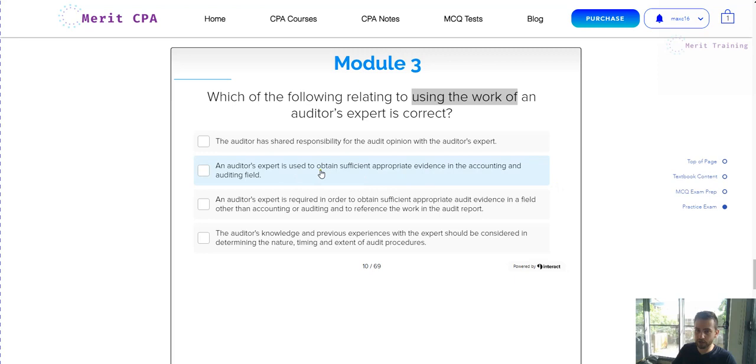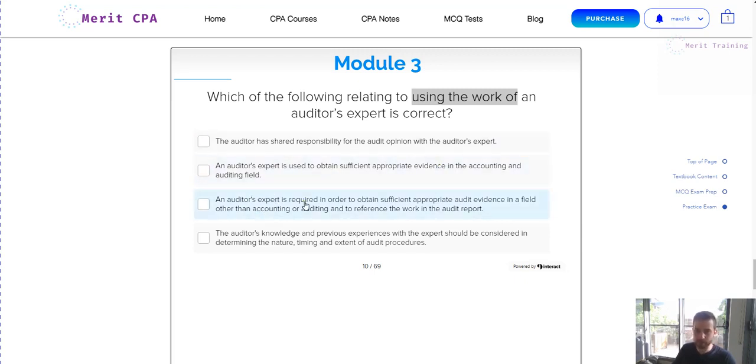Yes, they are used to obtain sufficient appropriate evidence, but only in specific areas of expertise. This seems very general and broad. We're not sending them out to do testing and sampling and requests for information. It's only for a very specific topic, right? And I don't see that covered in this question here.